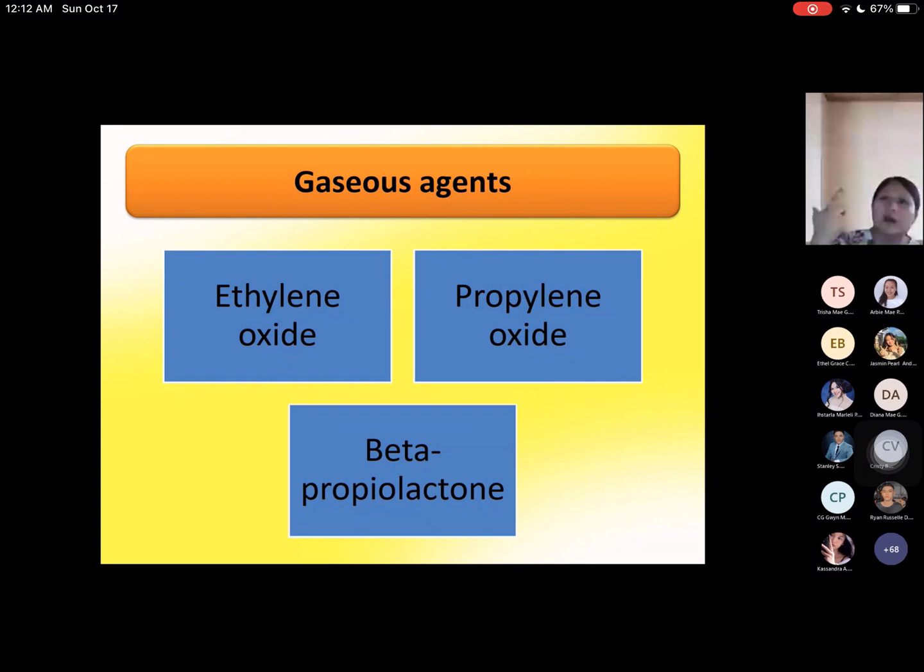So propylene oxide, they can just have droplets in the air to disinfect the room in enclosed spaces. The beta-propiolactone is also used as a surface disinfectant. It is used especially in vaccines and in milk products. They use this beta-propiolactone. It is also used as an air disinfectant. So these are examples of gaseous agents.